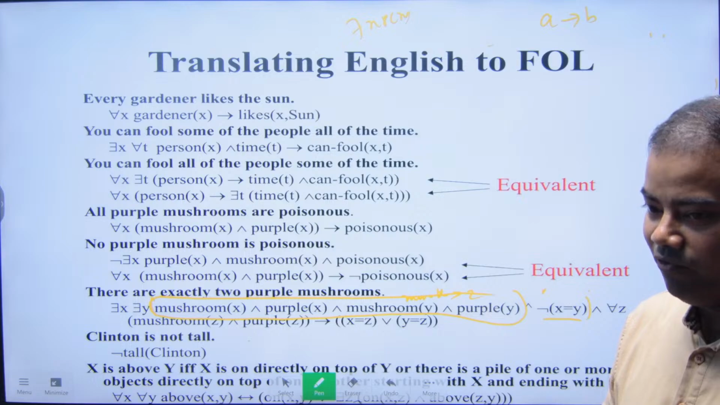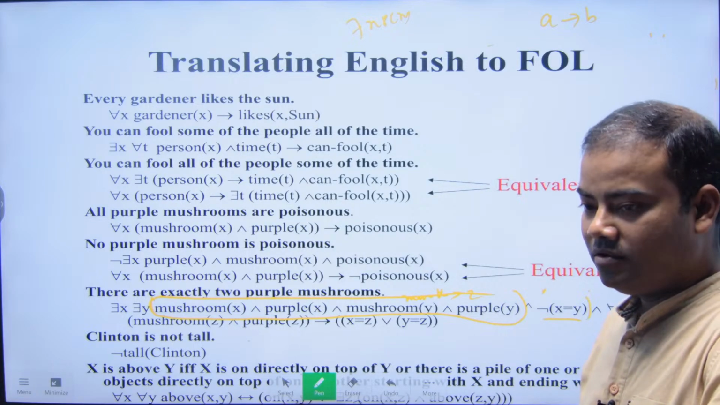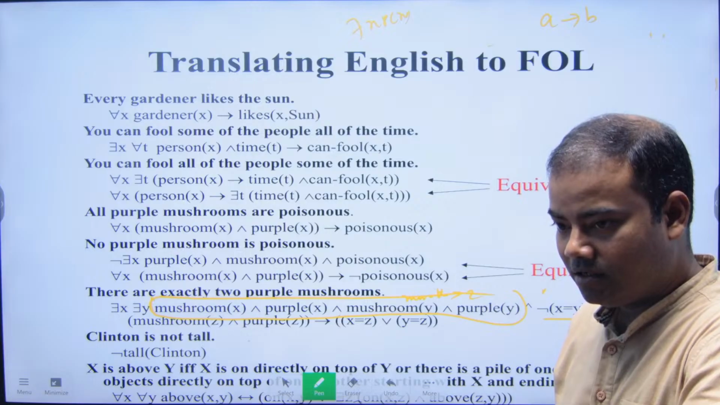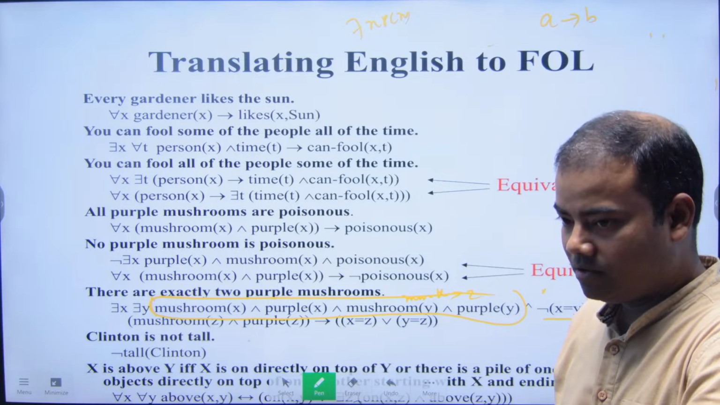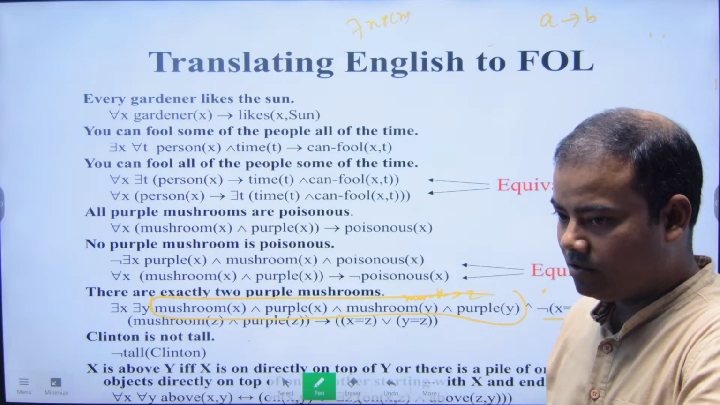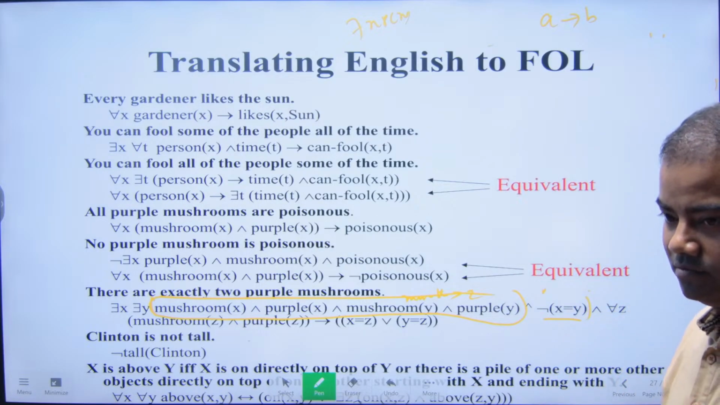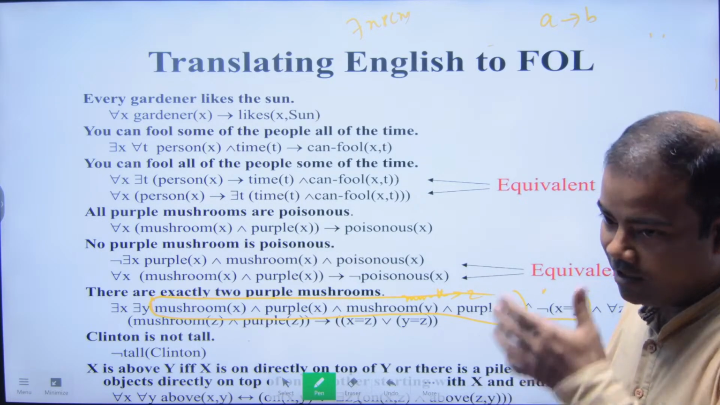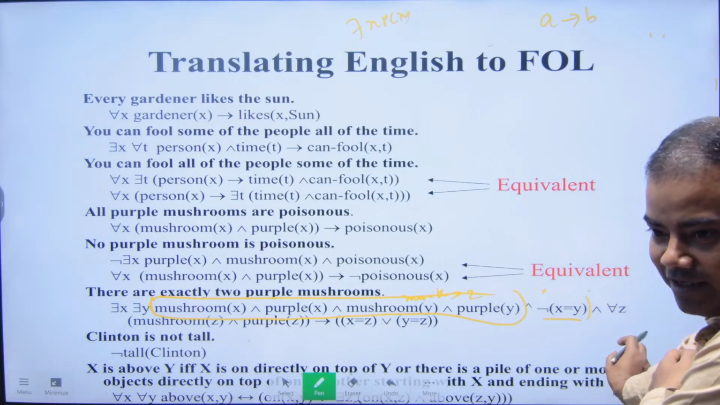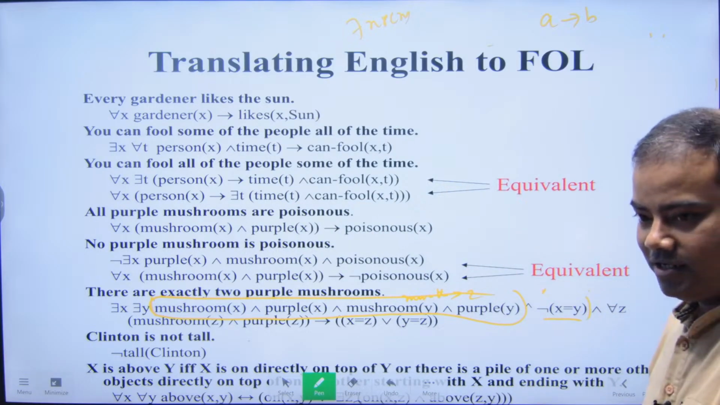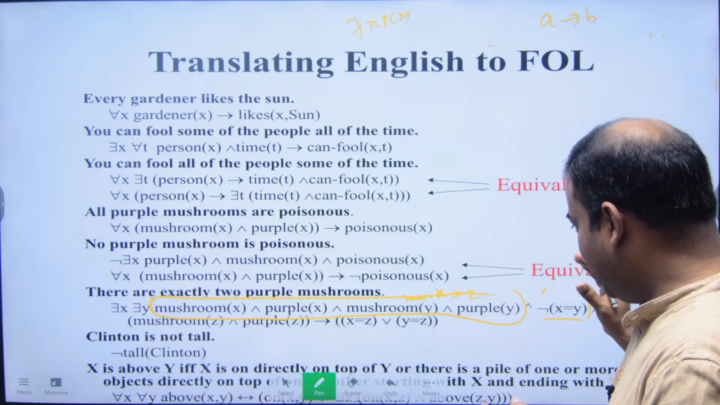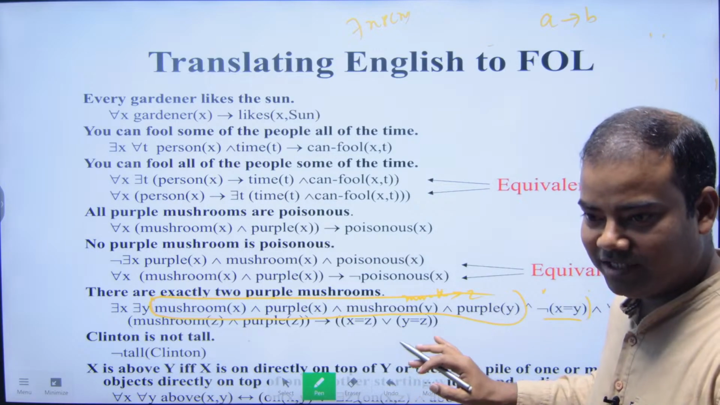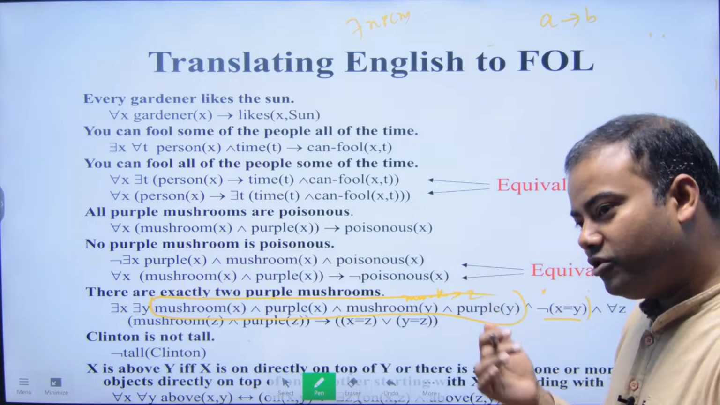Why X minus 1? Because there should be exactly 2 purple mushrooms. Correct. So if I have 2 sets like X and Y, I take 1 mushroom each from one set, so it becomes 2. Okay. Yes, you can think like that. Yes. You are adding this Z also. Okay, correct. Now I just want to tell you an easier representation of this thing. Your thought is correct.